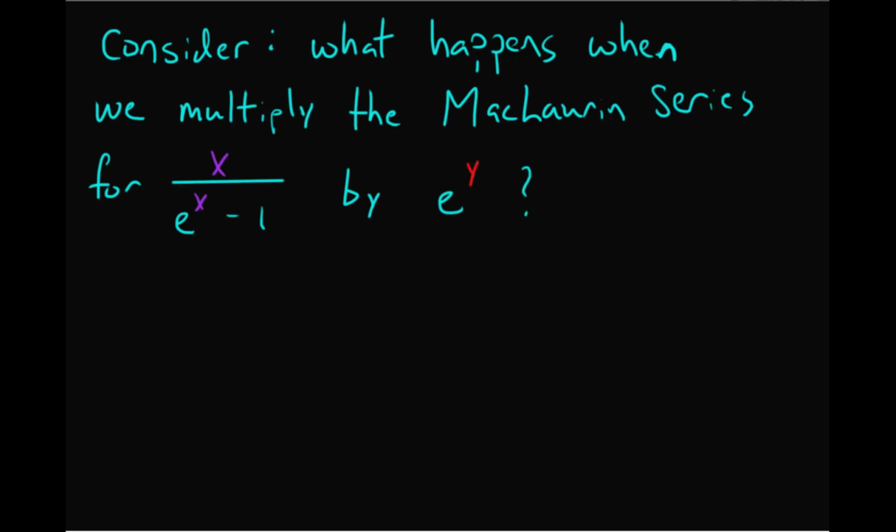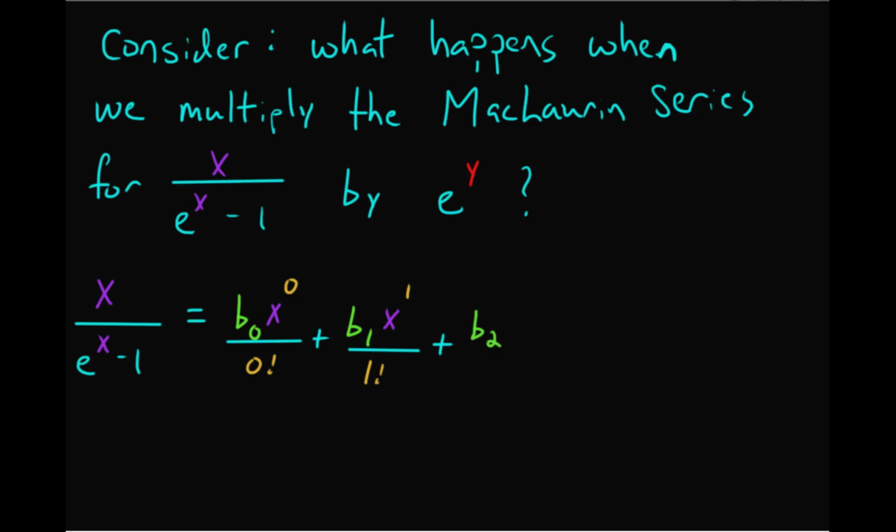Well, remember that x over e to the x minus 1 equals, if we write it out as its Maclaurin series, b sub 0 times x to the 0 over 0 factorial plus b sub 1 times x to the first power all over 1 factorial plus b sub 2 times x squared over 2 factorial plus b sub 3 times x cubed over 3 factorial plus dot dot dot.